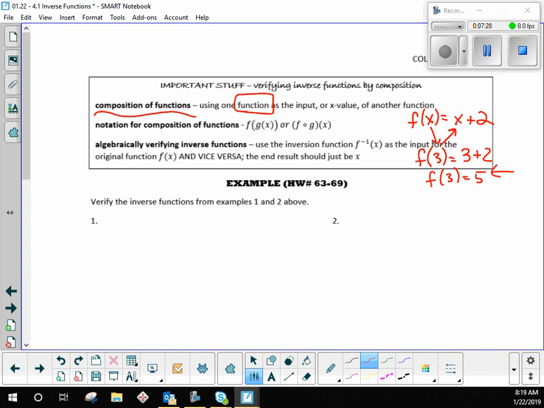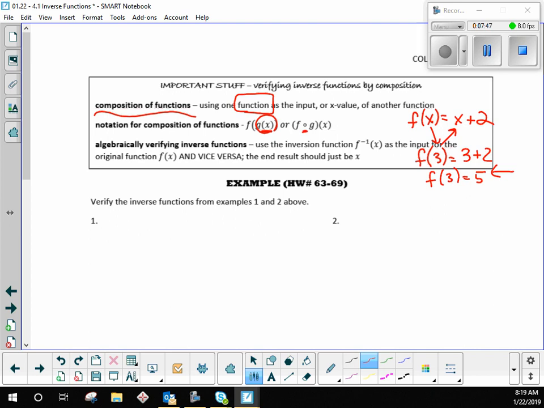Okay, and this is the notation. We write it 2 different ways. If I was using a whole other function called g of x, my input, it goes inside here. So instead of f of 3, I have f of g of x. Or you can see it written like this, with that little circle symbol.